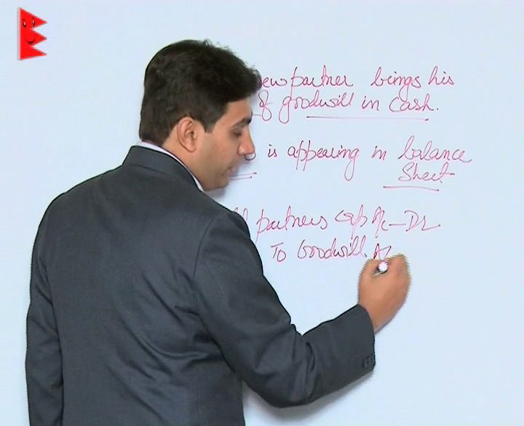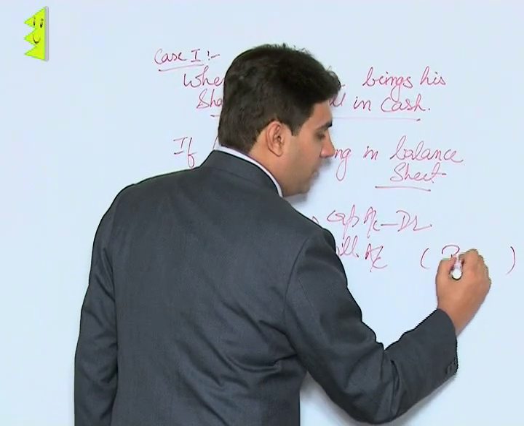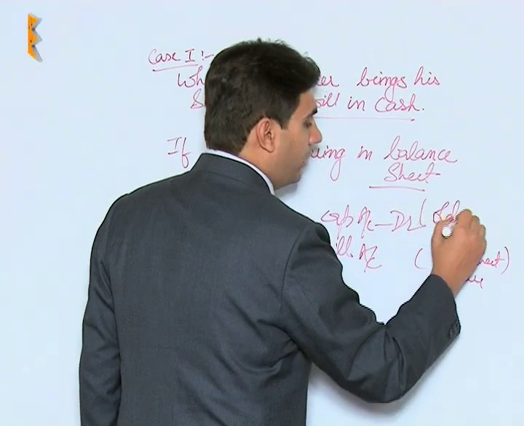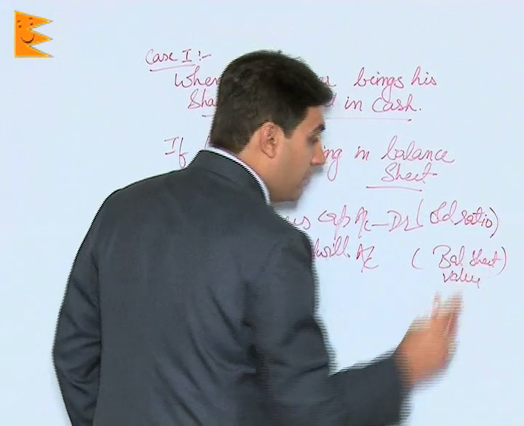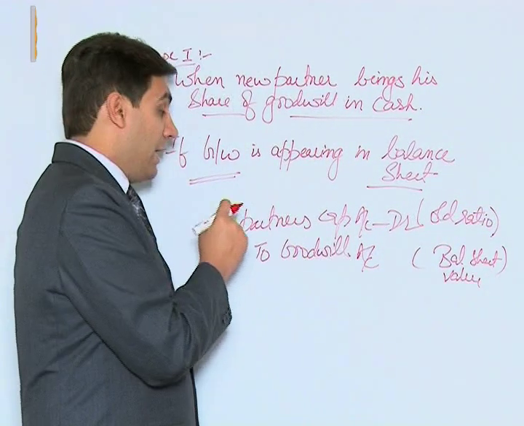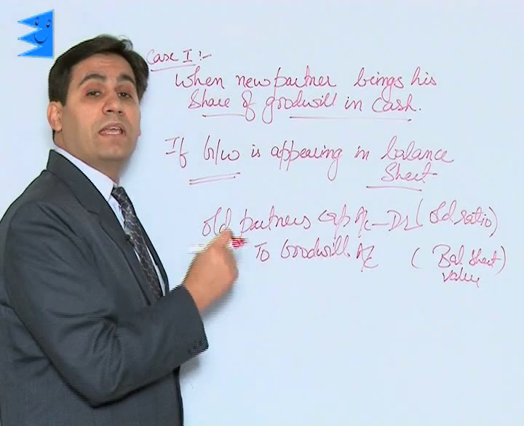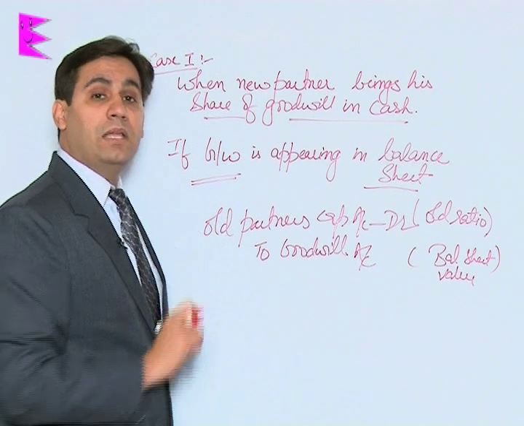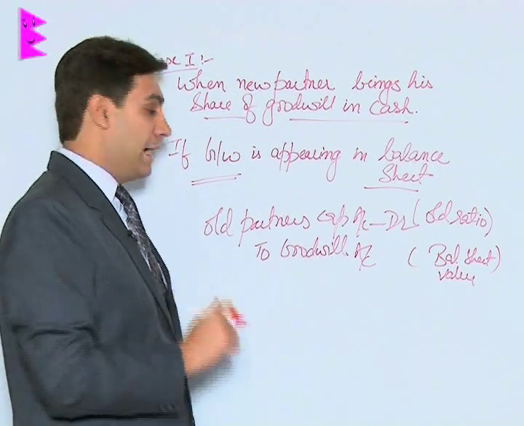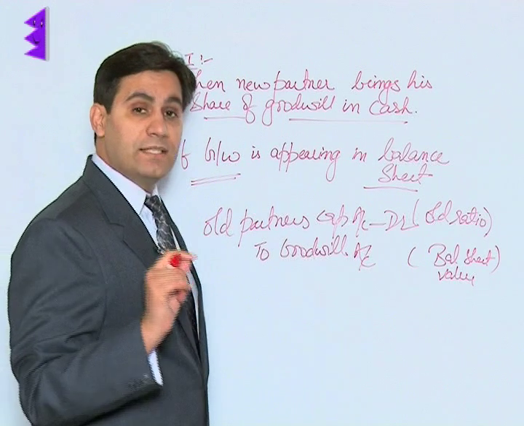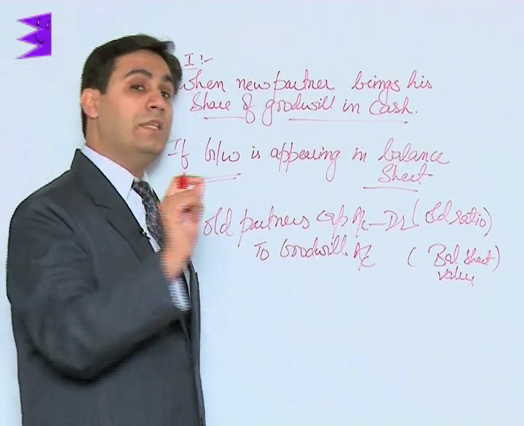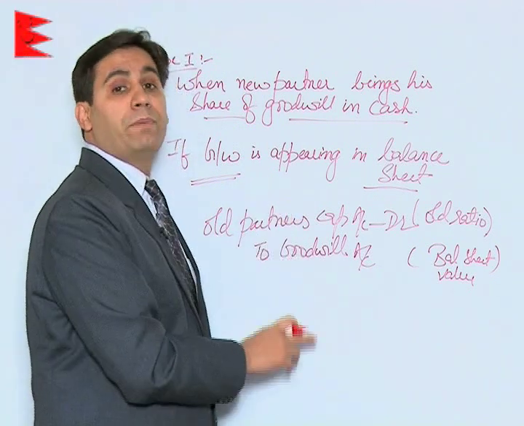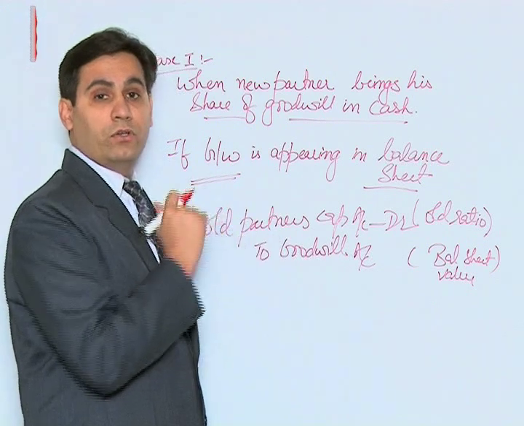So goodwill, this is the balance sheet value, and in old ratio. Remember, this has to be written off in almost any given situation. If you are not writing it off, it would actually be a violation of Accounting Standard 10 and is not acceptable. So in case goodwill is actually appearing in the balance sheet or the amount is mentioned, then you must write it off and then pass the entries for division of goodwill.